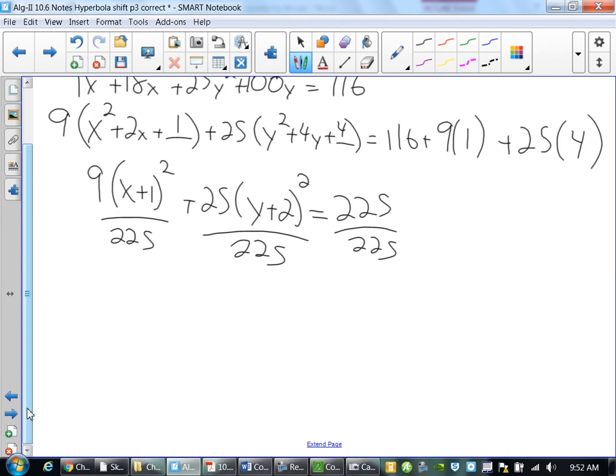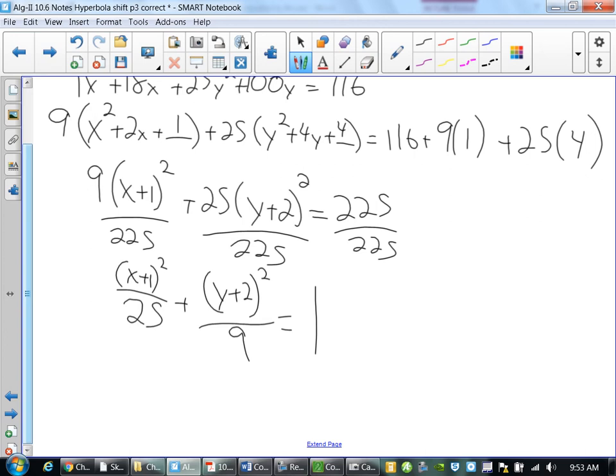So let's see here, that becomes 225. (x plus 1) squared over 25 plus (y plus 2) squared over 9 equals 1. It's an ellipse because it's plus. Which way is it being stretched? Left and right or up and down?